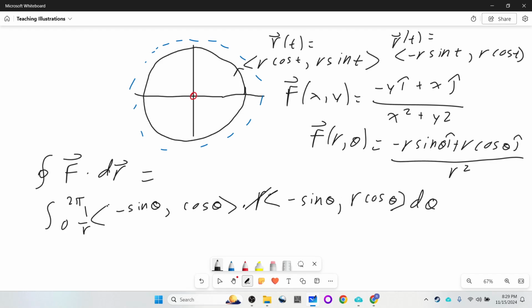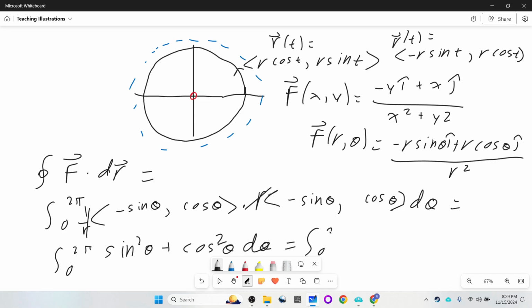Well, this r divides out that r. This r shouldn't be here. We factored it out. And so we get the integral from 0 to 2 pi of sine squared theta plus cosine squared theta d theta. Well, that's the integral from 0 to 2 pi of 1 d theta, which is just 2 pi. So the integral around this circle is 2 pi.